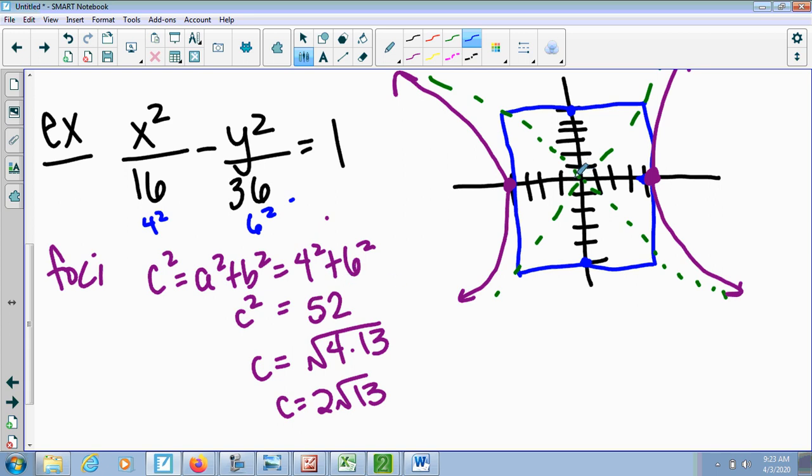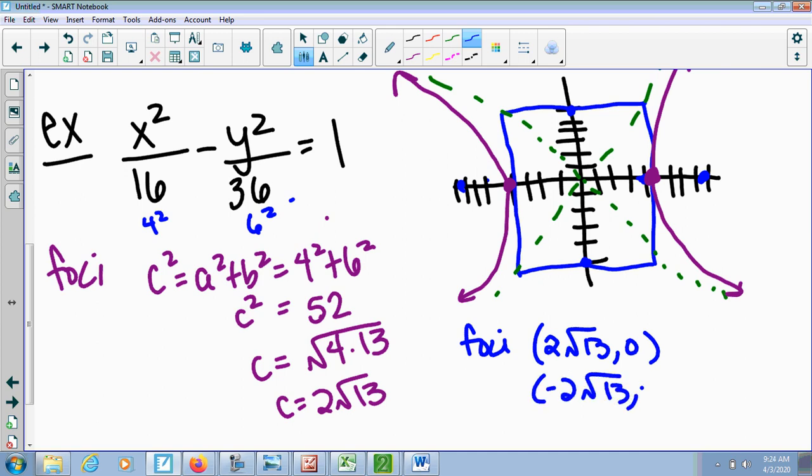So we need to go 1, 2, 3, 4, 5. Let me place some more marks. 5, 6, 7, 8. And I'll put my foci between 7 and 8. And I'll write those ordered pairs down. So my foci would be 2 root 13, 0, and negative 2 root 13, 0.